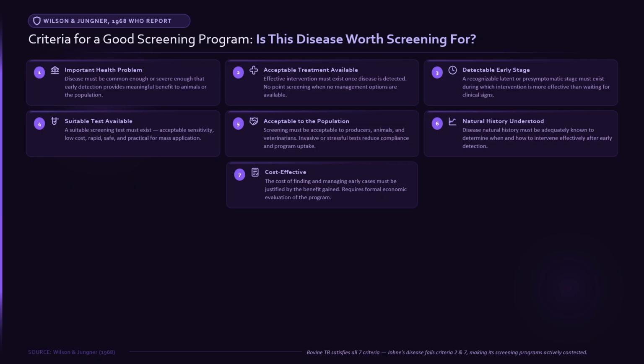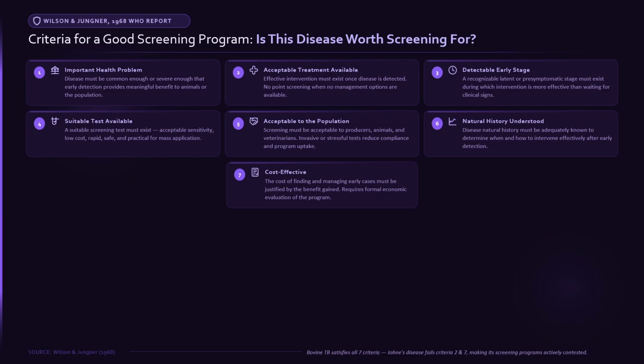Johne's disease is the cautionary tale. It stumbles on criteria 2 and 7. There's no reliably effective treatment once an animal is infected, and the economics of chasing early cases are genuinely contested. That's why Johne's screening programs stay actively debated.